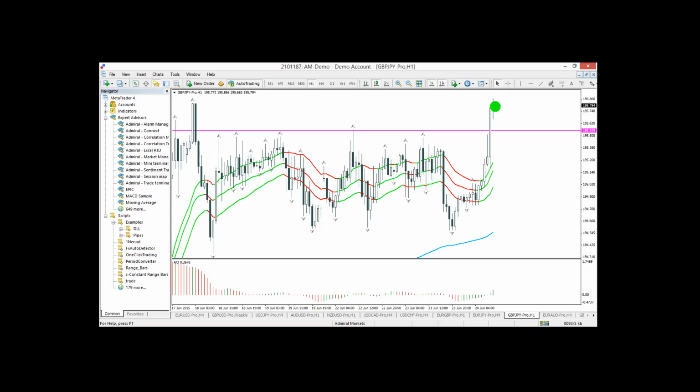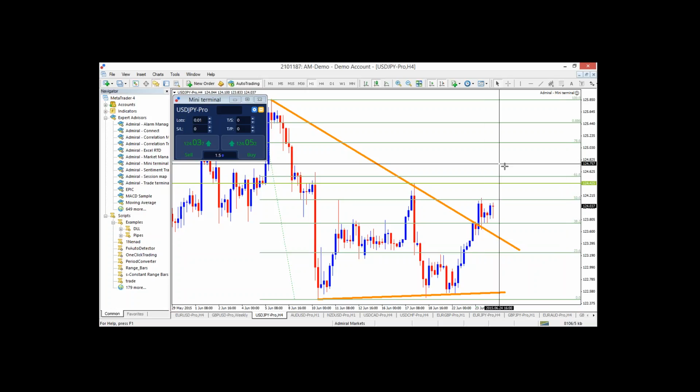I, like the pound dollar, would be expecting a pullback and continuation. Now, whether the pound yen or pound dollar is more interesting, I think depends a bit on the dollar yen and how that reacts, how the yen really behaves itself.